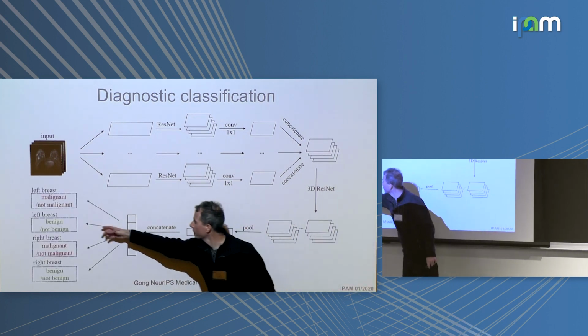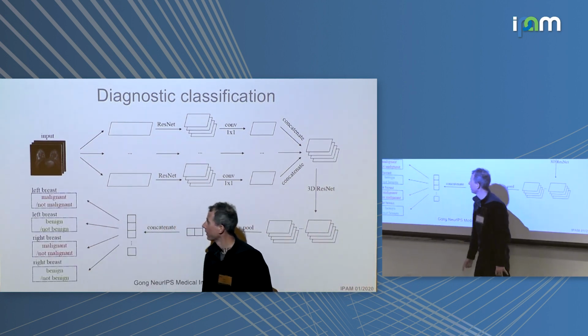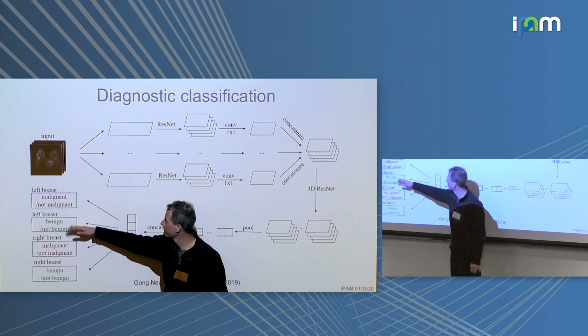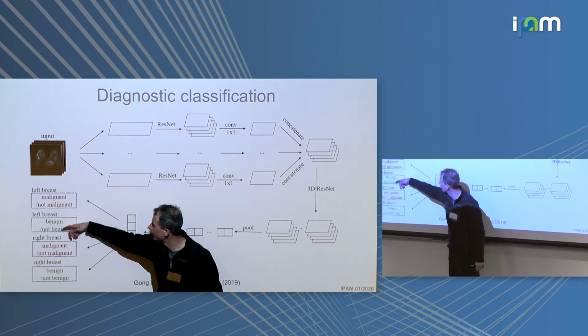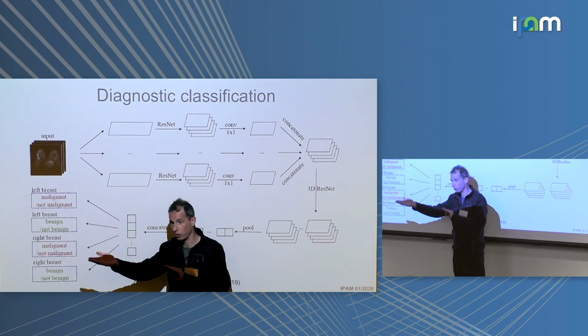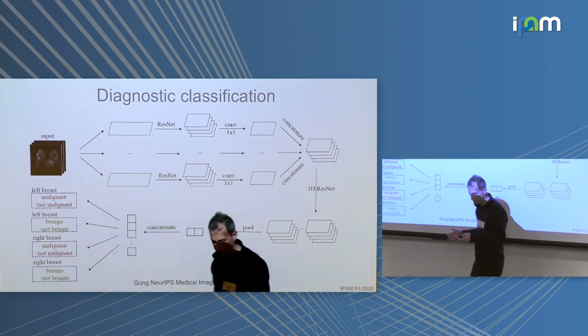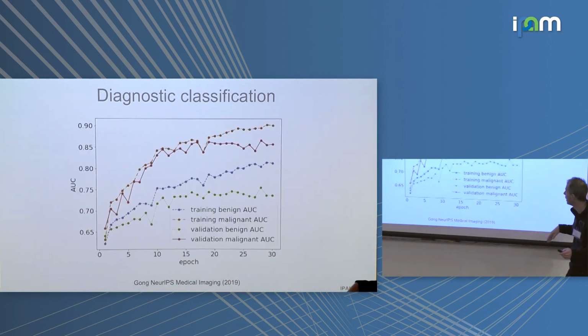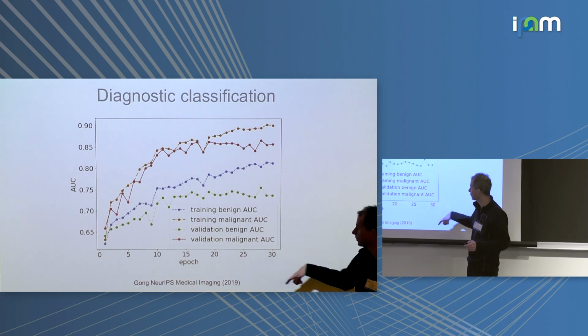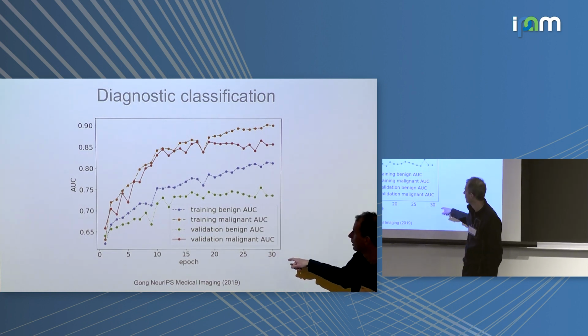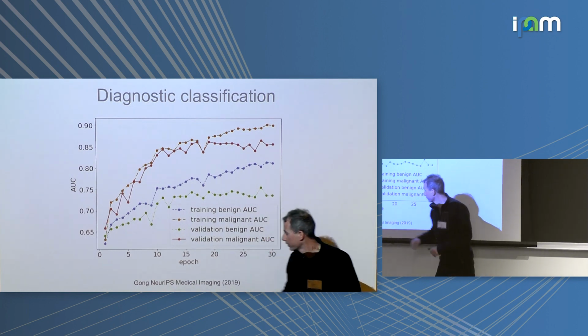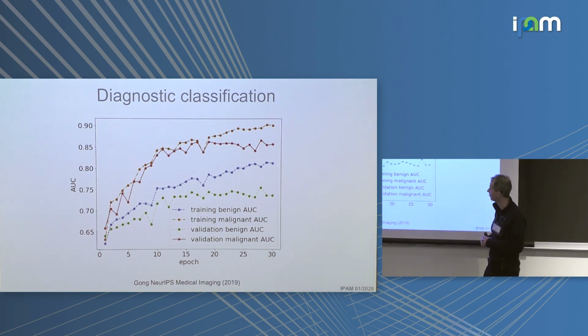And then we have these four binary tests, like left breast, right breast, malignant, benign, either yes or no, is the lesion present or not. So that's the task we're trying to solve. And so this was presented at the NeurIPS medical imaging workshop by Shizang Gong. So he's a student from NYU.